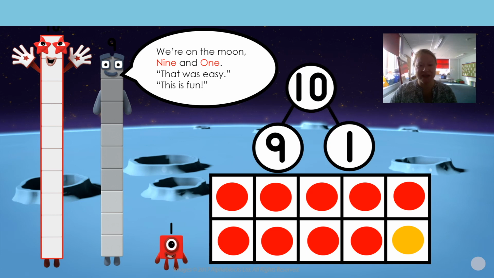There you go. Our whole is 10 and our parts, or our addends, are 1 and 9.